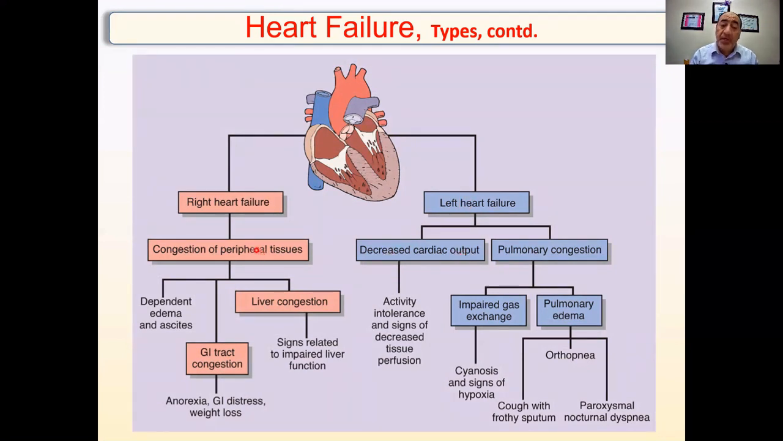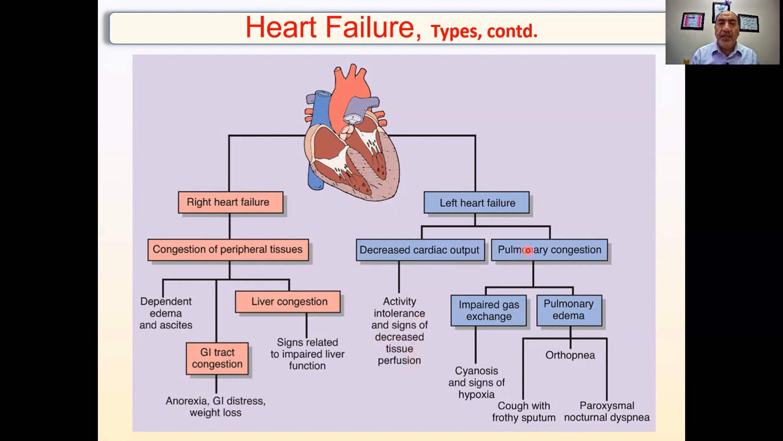Please put here that there is also decreased cardiac output, but the mechanism is different. With decreased cardiac output, the patient will easily get tired when doing any exercise, which is activity intolerance, with signs of decreased tissue perfusion.